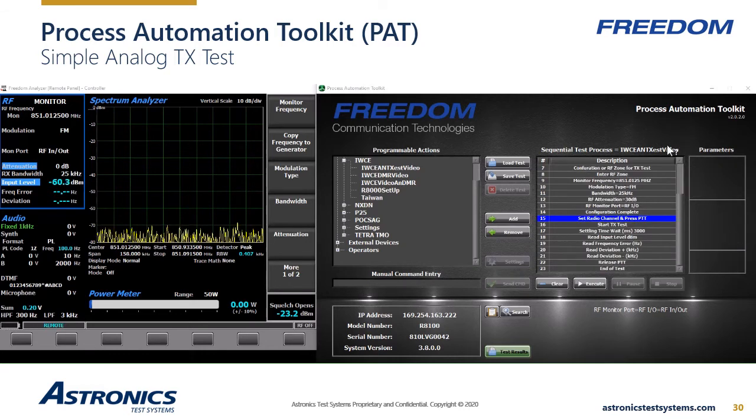Now let's review the measurements we're going to make when we press the PTT on the radio. So start TX test: first thing that will happen is I have a settling time of 3 seconds for the RF amplifier, the power amplifier in the radio, to settle. I'm then going to read its input level in dBm, frequency error in Hertz, deviation positive and negative in kilohertz. I'm going to release the PTT and that will be the end of the test.